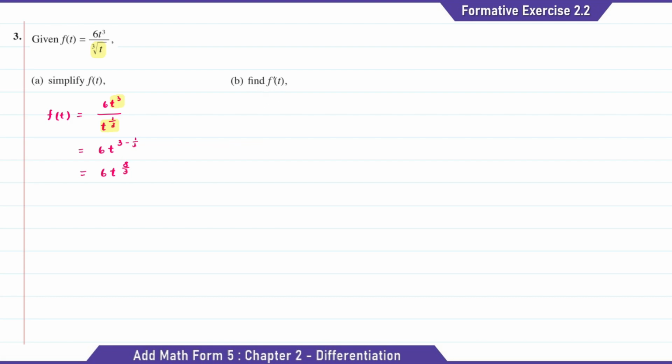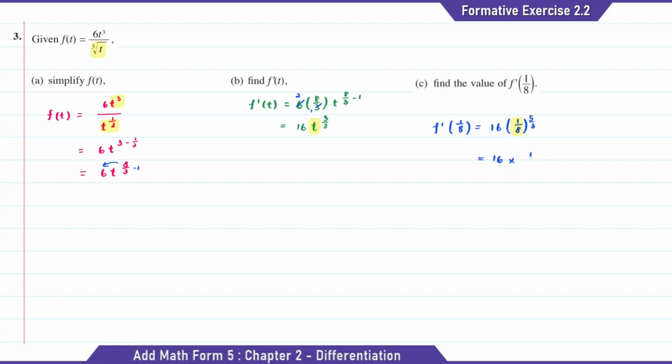Question B. Find the first derivative of f. This is equal to 6 times 8 over 3 t to the power of 8 over 3 minus 1. This is equal to 16t to the power of 5 over 3. Question C. Find the value of the first derivative of f at 1 over 8. So here we're going to substitute the t here with 1 over 8. This is equal to 16 times 1 over 32. Then the answer is equal to 1 over 2.